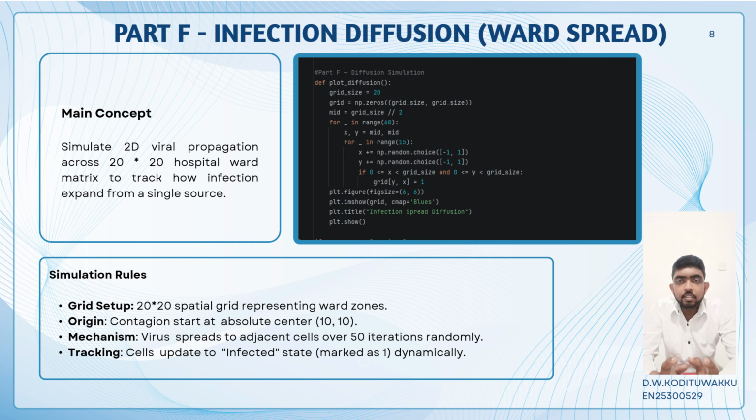Every time a new spot gets the virus, it changes color on our map. We made a blue heat map to show this. At a single glance, doctors and management can see exactly how a virus moves outward from a single point. These simulations make it much easier for hospitals to plan ahead and stop outbreaks before they grow. Thank you.